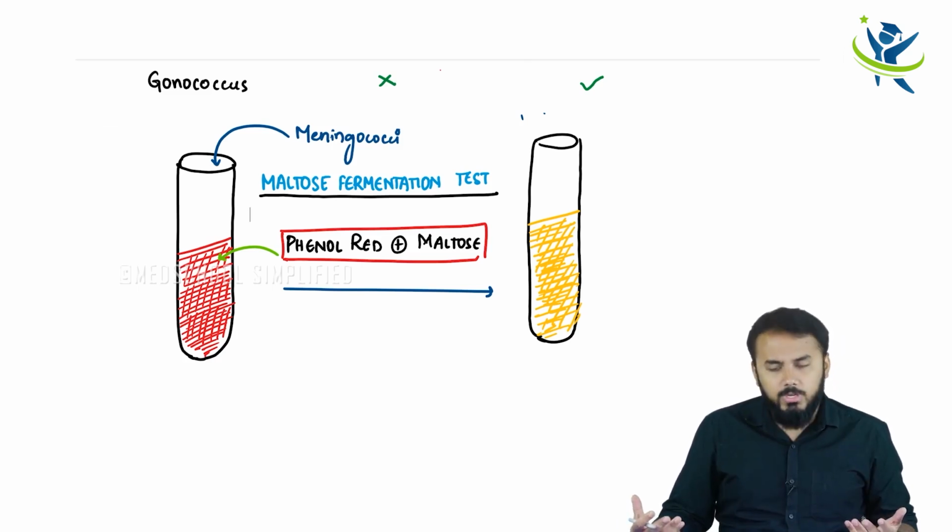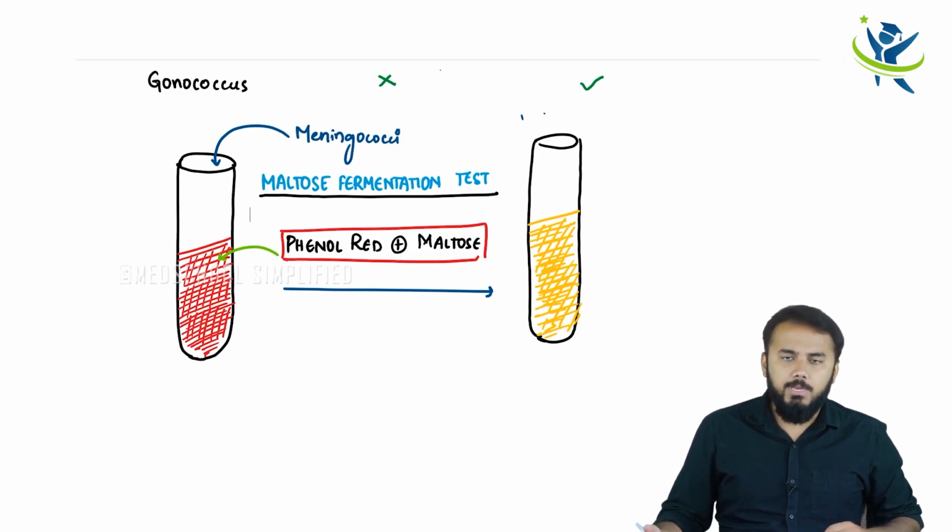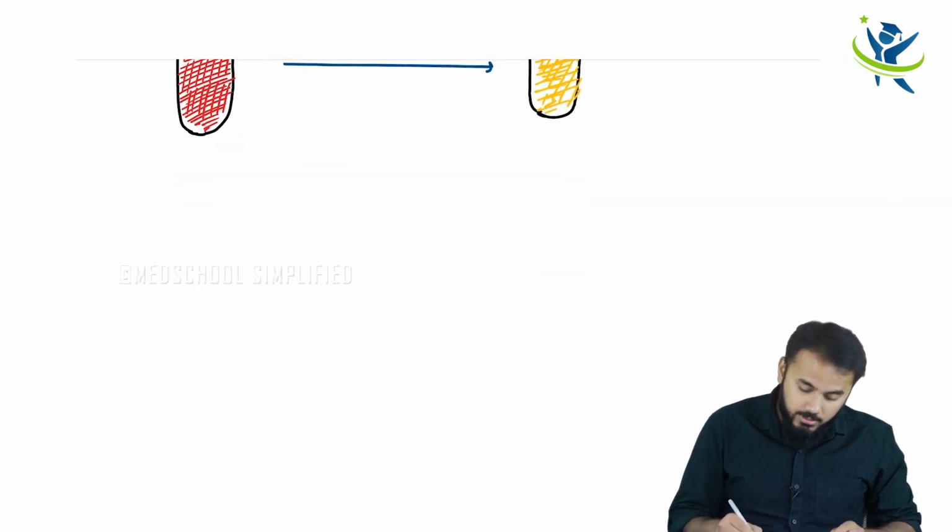So how am I going to get infected with this bacteria, with this Meningococcus? What is the way of transmission?